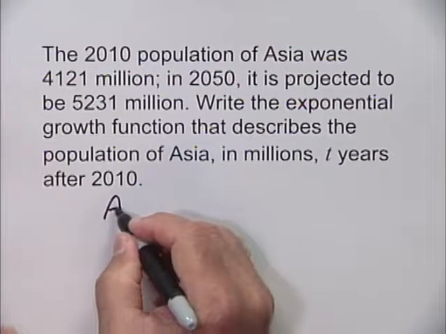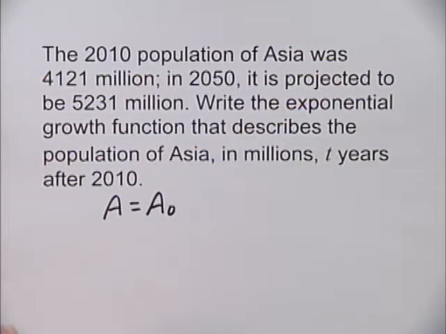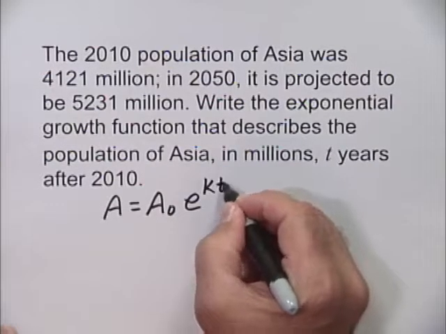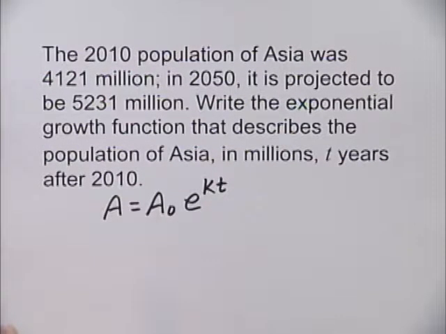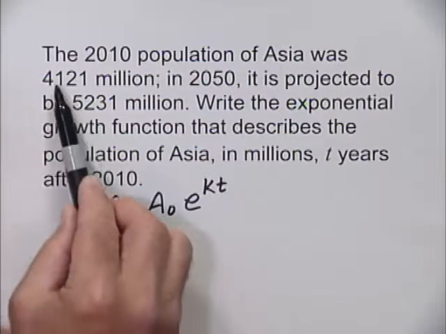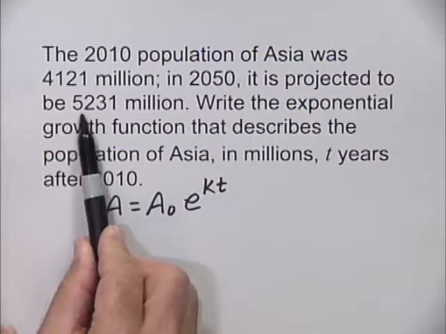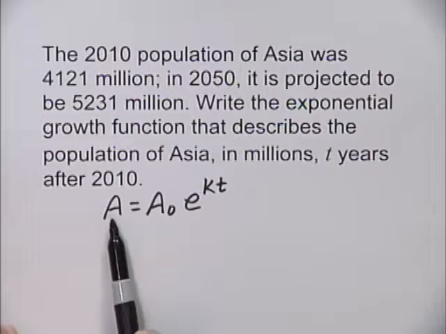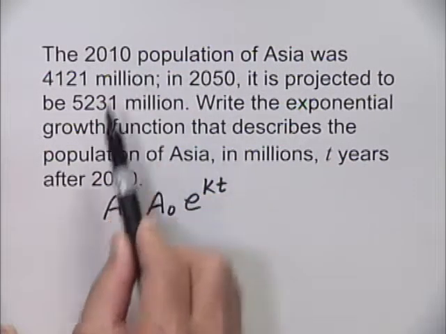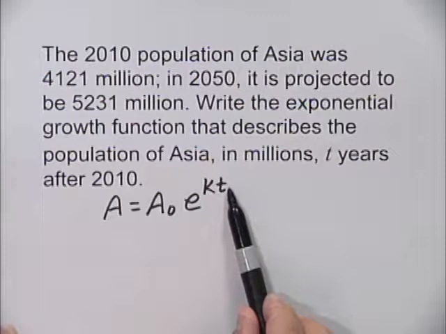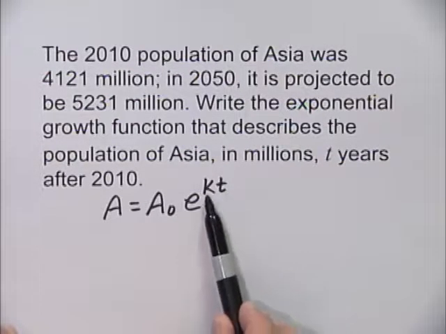So we begin with the formula A is equal to A sub 0 e raised to the kt. A sub 0 refers to the initial population, which is in the year 2010, so that's 4,121, and we will leave off the million when we substitute it in here. We're interested in when in 2050 the population is projected to be 5,231 substituted for A. And then, of course, that's 40 years after 2010, so t would be equal to 40. That'll allow us to solve for k.